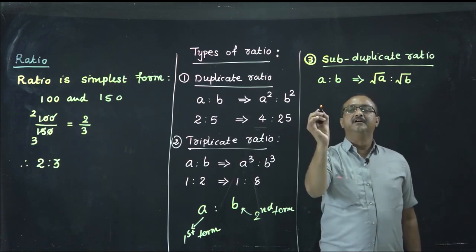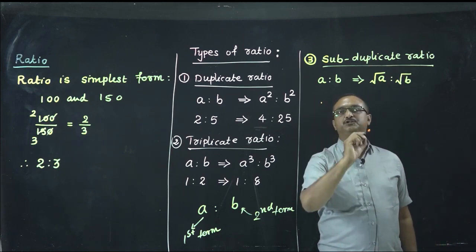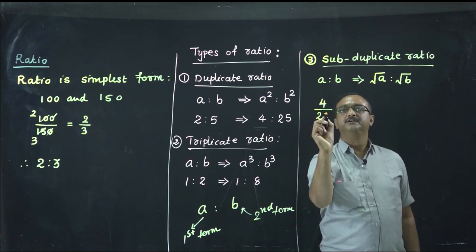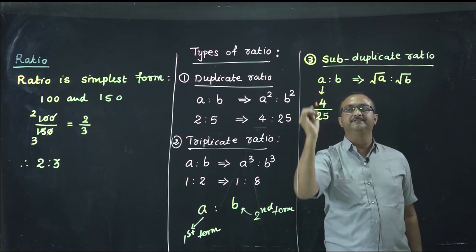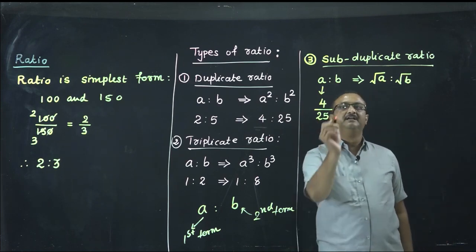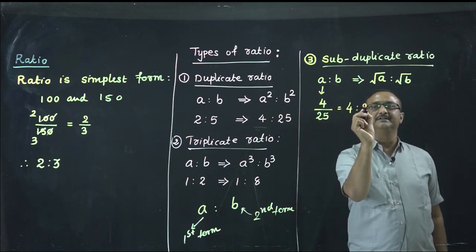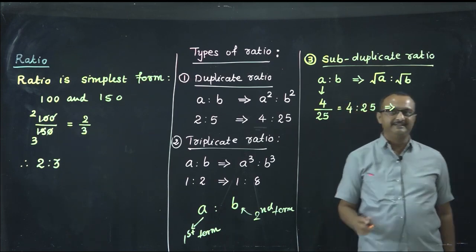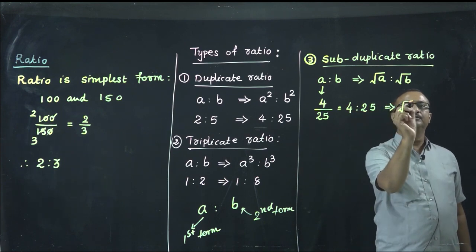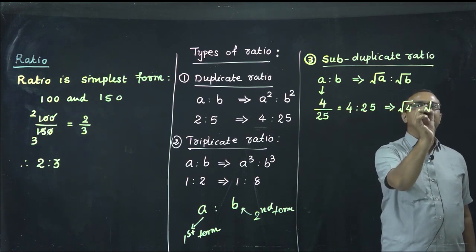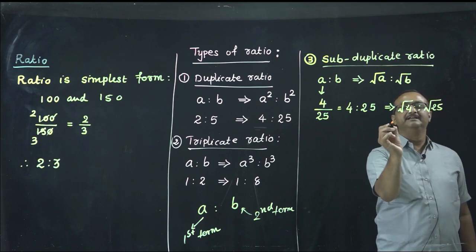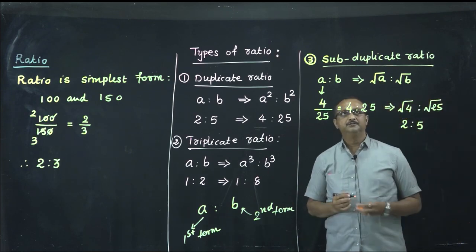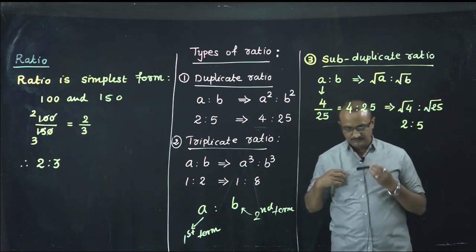Okay. For example, what is the subduplicate ratio of 4/25? This is another method of writing a ratio, 4/25. We can also write 4:25. The subduplicate ratio of 4 is to 25 is under root of 4 is to under root of 25, and the simplest form is 2 is to 5. So subduplicate ratio means under root.